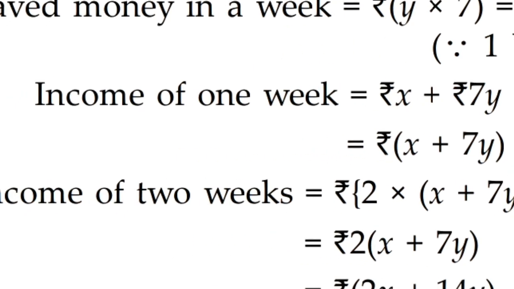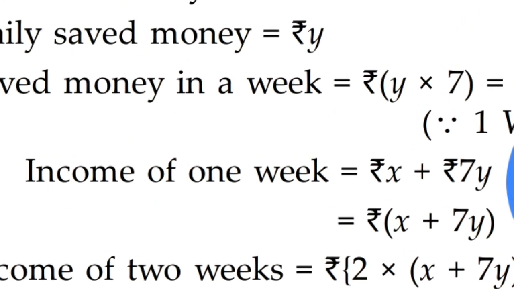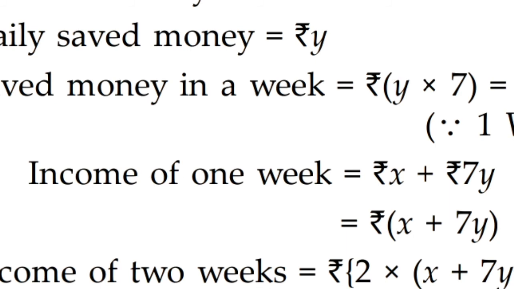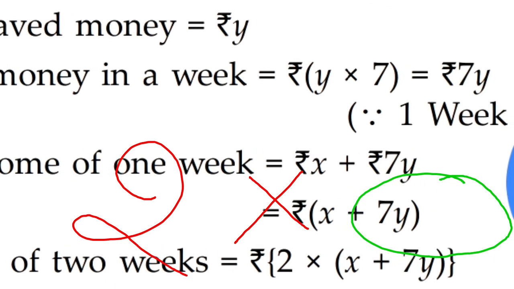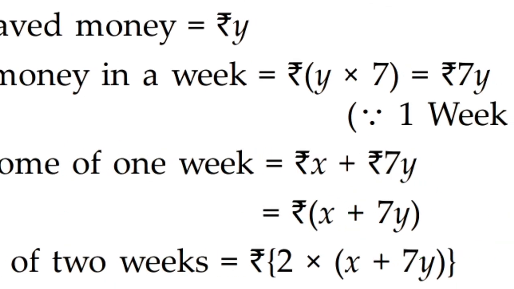Now income of 1 week will be spent plus saved. Spent is X and saved is 7Y. So income of 1 week will become rupees X plus rupees 7Y. Okay, now here I am putting this X plus 7Y in bracket and writing rupees here. This is the income of 1 week. Now income of 2 weeks will be this multiplied by 2, that is 2 into (X plus 7Y). This one I have put in the bracket.